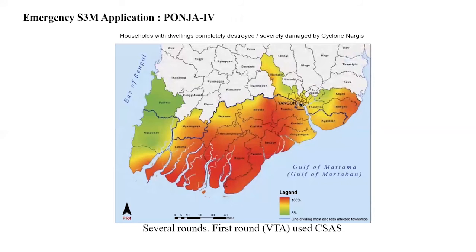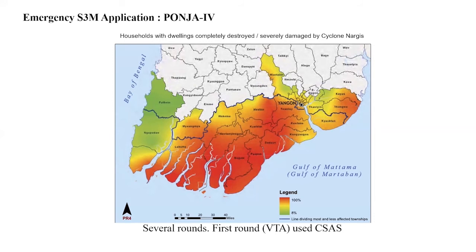Here is an early use of S3M, and this was the post-Nargis joint assessment. So that's Cyclone Nargis coming into Myanmar, that caused tremendous devastation.